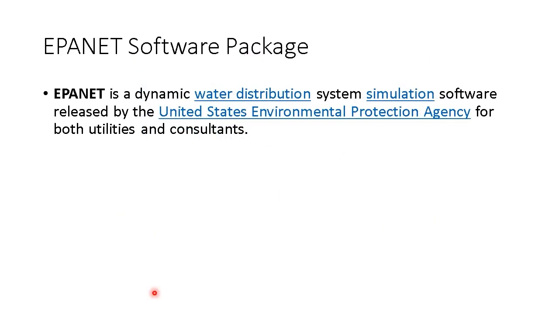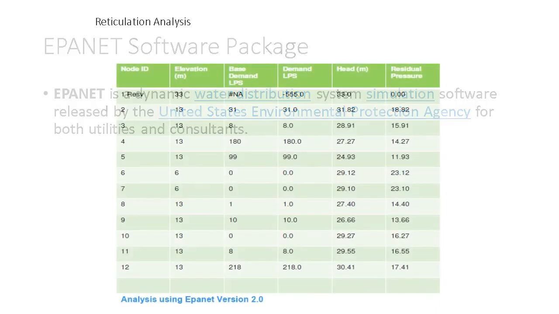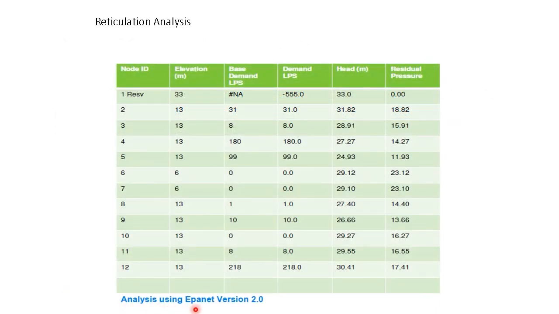Okay, for water reticulation system, ada EPANET software package. This is the Dynamic Water Distribution System Simulation software yang released by US Environmental Protection Agency for both utilities and consultants. So, senanglah untuk buat simulation dan boleh forecast dan boleh planning how the water distribution system yang nak dibuat. This is the example how the analysis using the EPANET version 2.0. So dia ada calculation already, the residual pressure and whatnot semua eh.